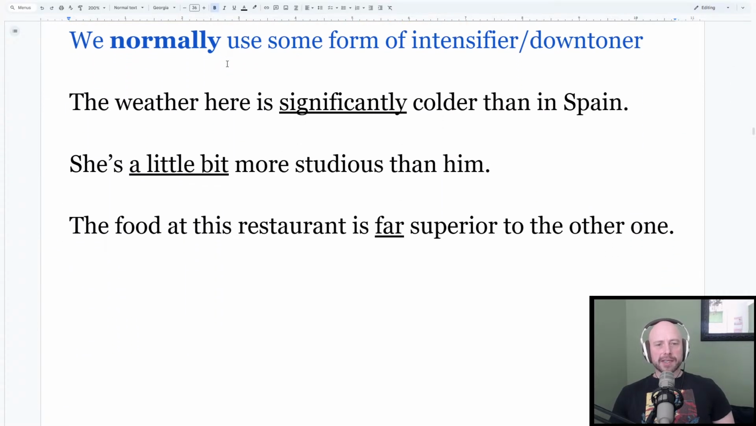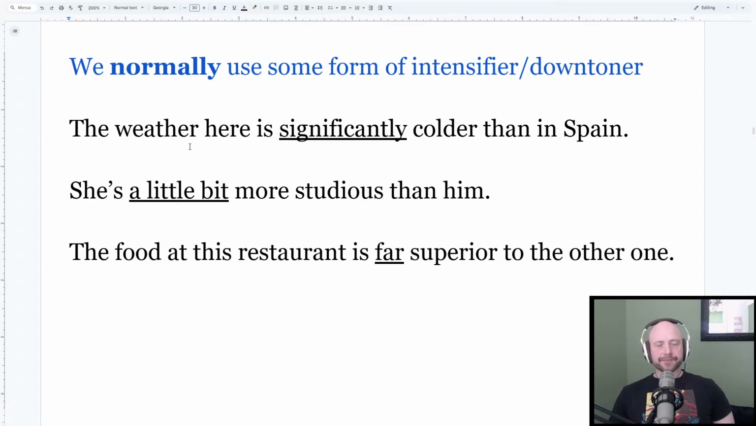It's worth noting with comparatives, we almost always use some form of intensifier or downtoner. A downtoner is just the opposite of an intensifier. So an intensifier makes something greater, and a downtoner makes it less. An example of an intensifier is "far" or "much". And an example of a downtoner would be "a little bit" or "slightly". You can just call them all intensifiers, and I often do, to be honest.